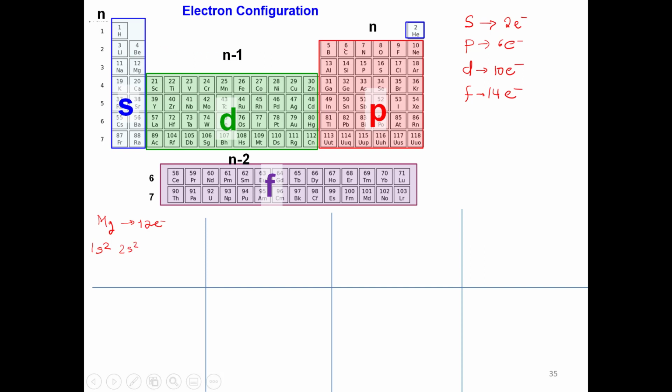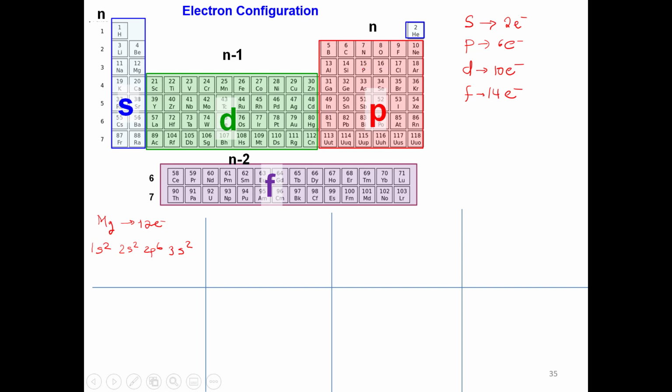We move to the right, then it will be 2p6. Yes, let's follow also the n. This 2p6 is completed. Then move to the next, 3s, because it's in the second column, it must be 2. Then now we can check. We had 12 electrons. If we add the number of the electrons, we had 4 plus 6 is 10 plus 2 is 12 electrons. And this is the electron configuration for the magnesium.